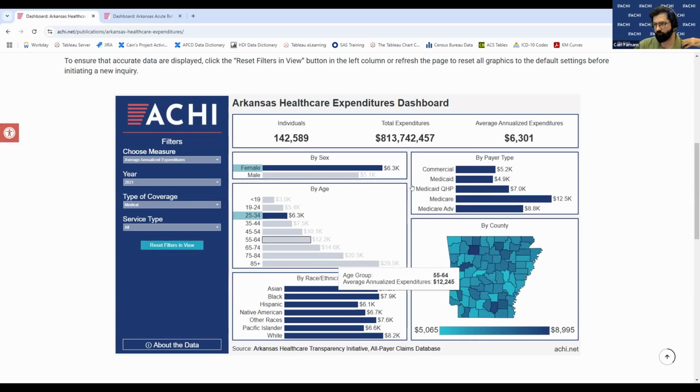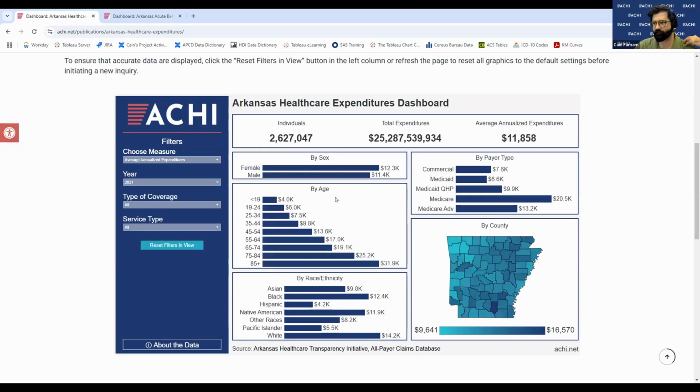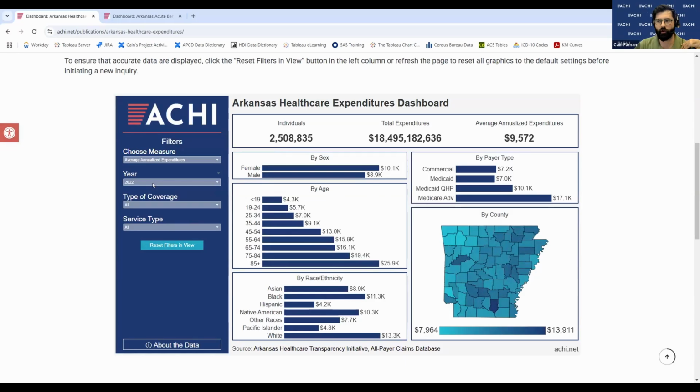And then in using the filters within the dashboard, we have an option here to just reset the filters in the view. This is required such that we can get back to our 2.6 million enrollees. Still just loading here. Okay, so I've reset the dashboard. As I mentioned, we can view these data across time. We were looking at 2021.